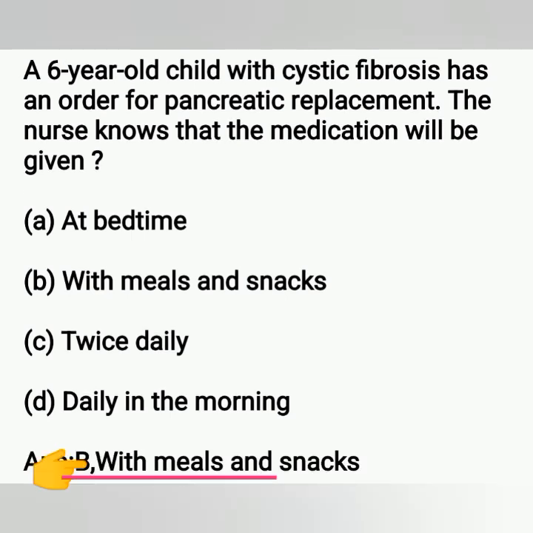Option B is the correct answer. Not at bedtime, not twice daily, and not daily in the morning, but we give the medication with meals and snacks. Option B is the correct answer.